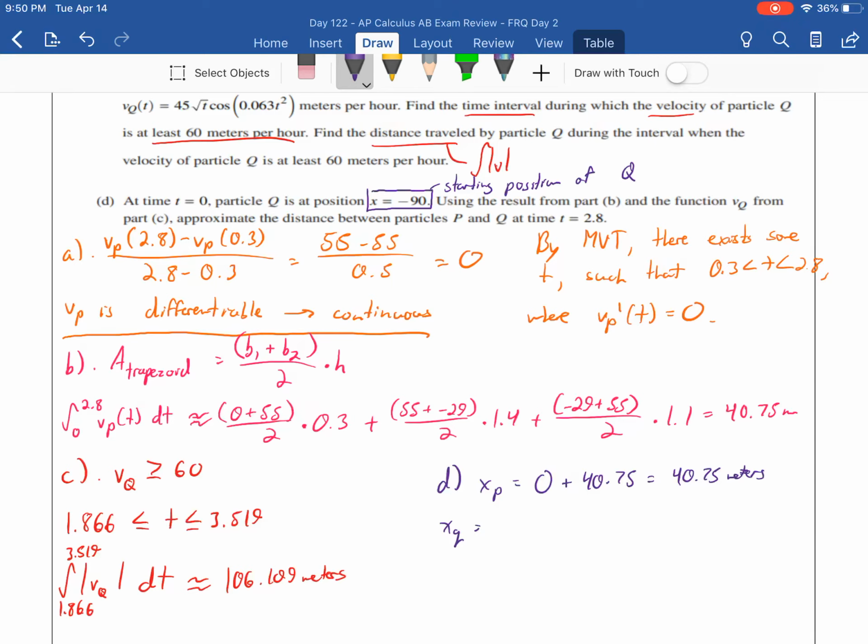particle Q starts at negative 90, and then we have to figure out how much it moves from there. We figure that out by doing the integral from 0 to 2.8 of v sub q dt. You'll notice this time I did not do an absolute value, because we're not trying to determine the total distance traveled like we did in C. This time we're just trying to figure out where particle Q is on the x-axis.